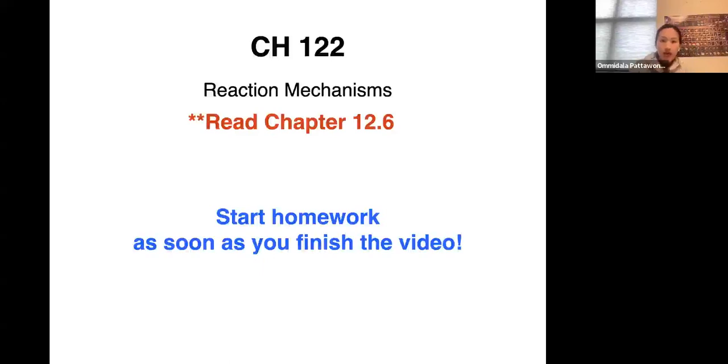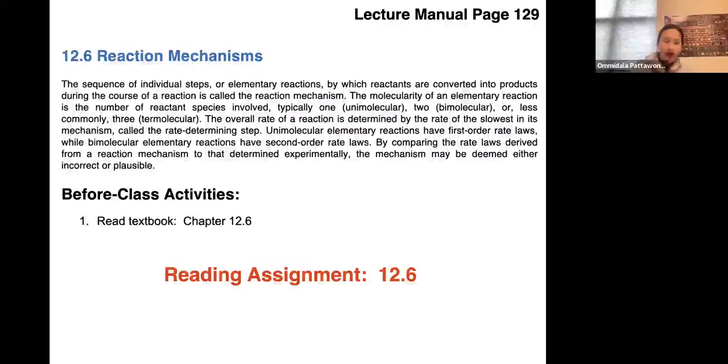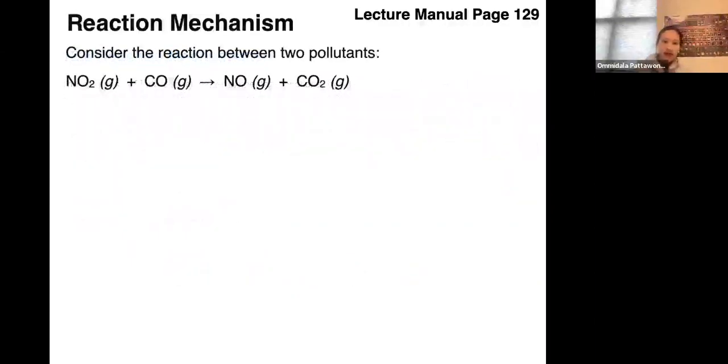This video will cover reaction mechanism. Please read the OER textbook chapter section 12.6 for more detail. When we talk about the reaction mechanism, we're looking at how many steps are involved that require the reactants to collide with one another to undergo the productive pathway to become the product.